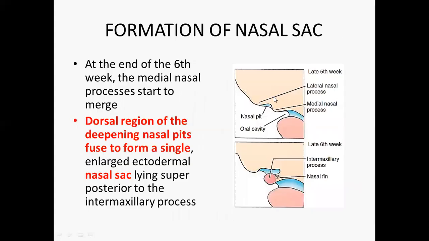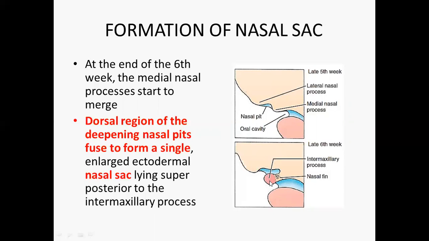The first event to be discussed is the formation of the nasal sac. This diagram, if you remember, is the lateral view of the developing embryo at the 6th week. The first depression is the nasal pit, then the median nasal process, which is bounding the stomodeum. This is the primitive oral cavity, and this is the developing tongue. At the end of the 6th week, the medial nasal process starts merging with the opposite side, so now it has become bigger in size. In the second diagram, you can make out the difference.